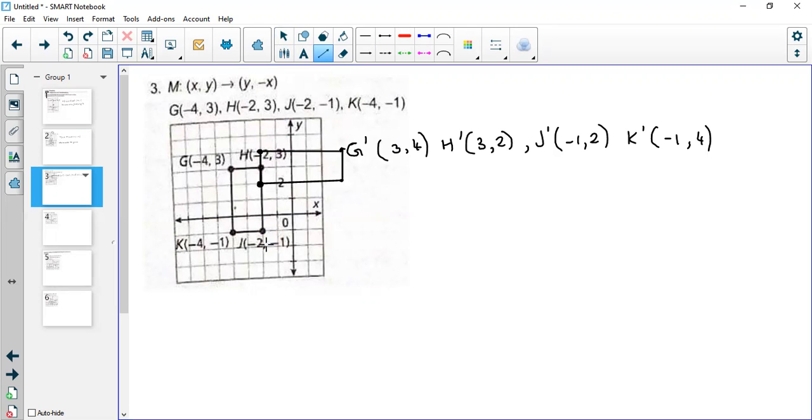So what do you think has happened to the pre-image? Pre-image was GHJK. Now here, I forgot to name these points, so you need to name them. This is going to be G prime, it's already there. Okay, so 3, 2, 3, 2, this is H, and this is J, and this is K.